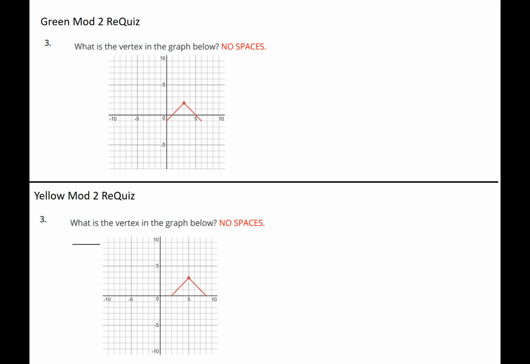All right, so this one here we needed to find the vertex in the graph below. So remember to find the vertex, you're looking at this point right here, so we have to count out the x's and out the y's. So if we're going to count out the x's, we go 1, 2, 3. So it looks like it's out 3 on the x and up 1, 2 on the y. This one here looks like it's out 1, 2, 3, 4, 5 on the x and up 1, 2, 3 on the y.